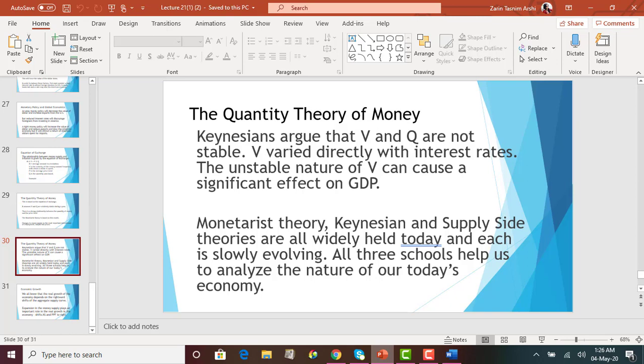However, in response to this, Keynesians argue that V and Q do not remain stable. The velocity of money especially is very much affected by the interest rate. Interest rate can affect how you are spending money, and that makes it unstable. And as it is unstable, we cannot say that there is a positive relationship between inflation and money supply. That's what the Keynesians are saying. But monetarist theory basically says there is a positive relationship between price level or inflation and the money supply.